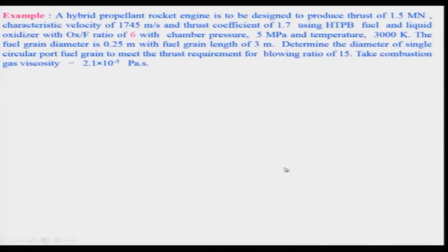Let us consider an example to illustrate how we can utilize the burning rate relationship for hybrid propellant for designing a hybrid propellant rocket engine. A hybrid propellant rocket engine is to be designed to produce thrust of 1.5 meganewton, characteristic velocity of 1745 meter per second and thrust coefficient of 1.7, using STPB fuel and liquid oxidizer with oxygen fuel ratio of 6, with chamber pressure of 5 megapascal and temperature of 3000 Kelvin.